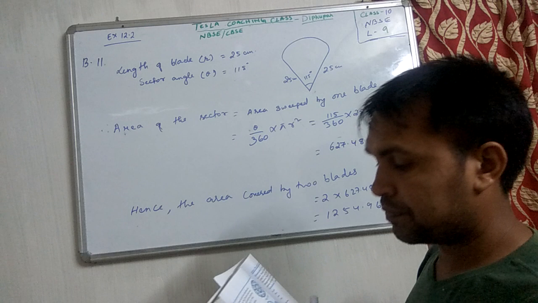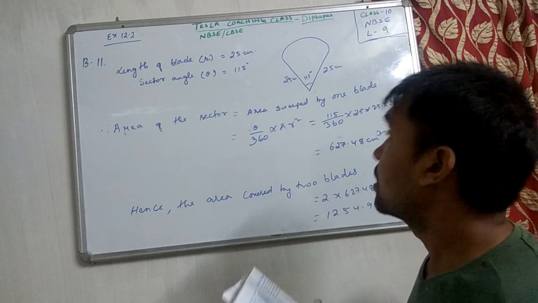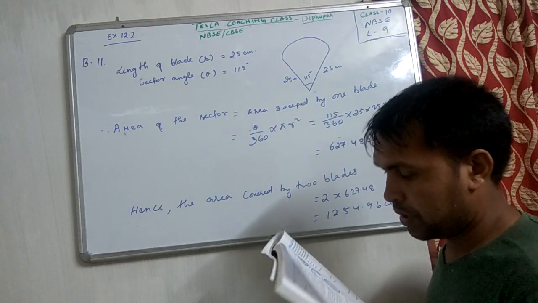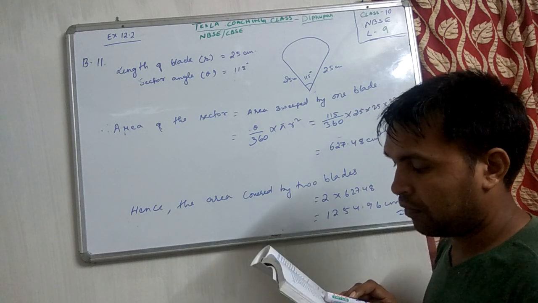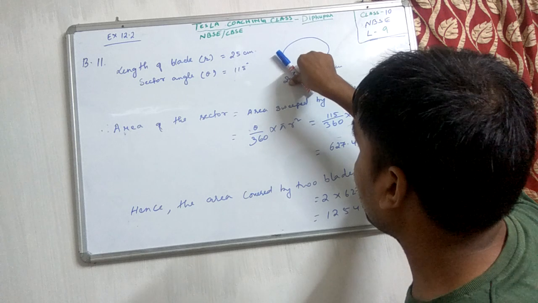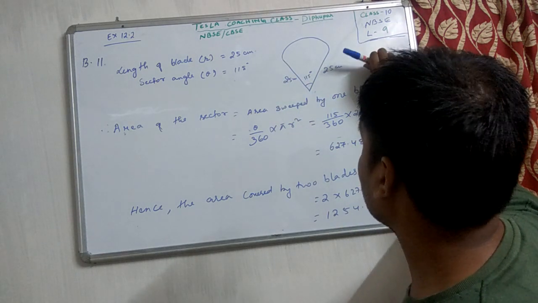Each wiper has a blade of length 25 centimeter. So this is one wiper. Its length is how much? 25 centimeter. Okay. Sweeping through an angle of 115 degrees. This is one wiper, so it is sweeping through this much, 115 degree. Okay. Similarly, another wiper also will be there. It will be sweeping through 115 degree.